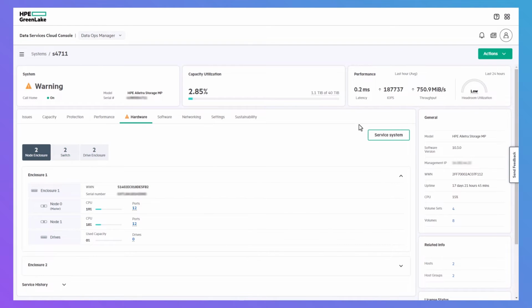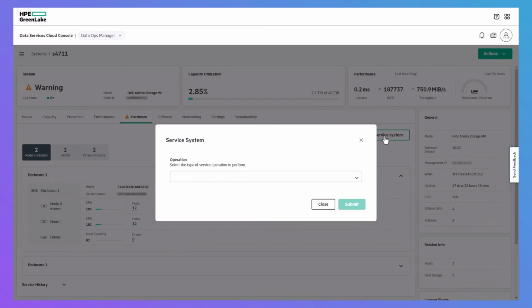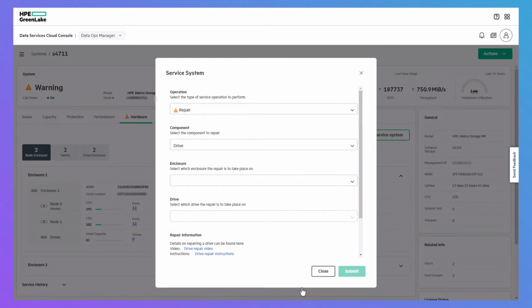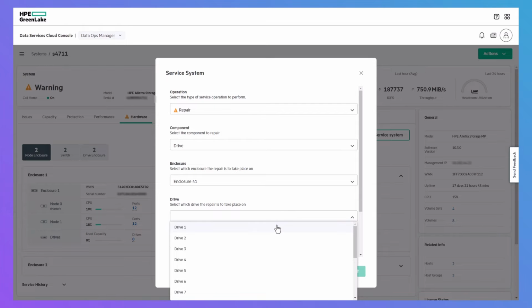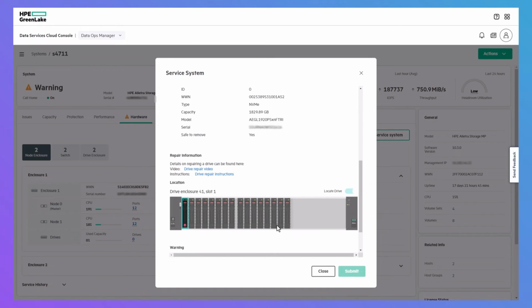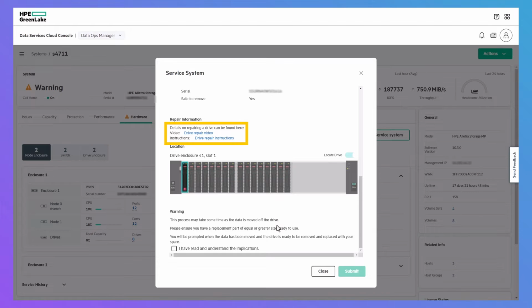Back at the main Hardware tab, clicking the Service System button will bring up the dialog that walks you through everything you need to know to replace the drive yourself if you're so inclined, including a video and the written instructions. I'm not actually going to replace the drive now. That's a topic for another video.